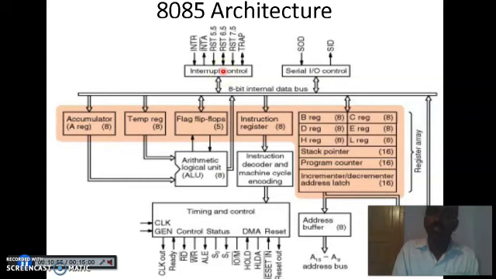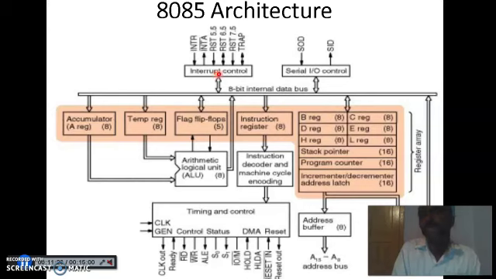Next, another important part is the interrupt. What is an interrupt? An interrupt breaks the sequence of operation. So how many interrupts are in 8085? See the diagram: interrupt request, interrupt acknowledgement, then RST 5.5, RST 6.5, RST 7.5 and trap. These are the interrupts used in the 8085.